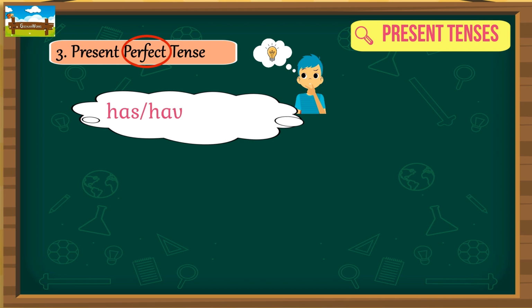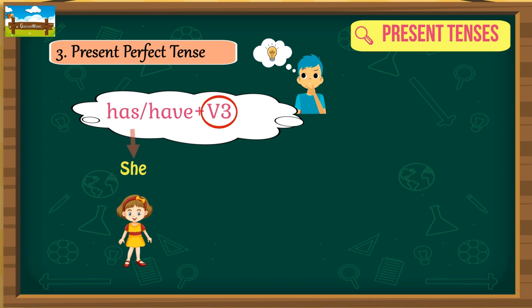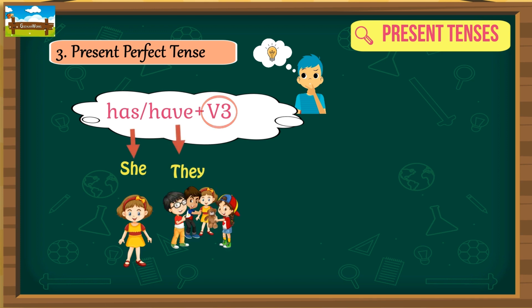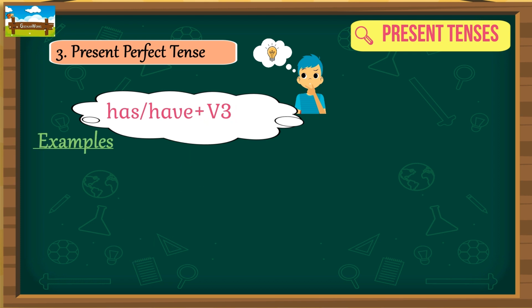In all perfect tenses, we always use the third form of the verb. For the present perfect tense, the action is done just now. The rule is to use has for singular subjects and have for plural subjects, followed by the third form of the verb. Here are two examples.